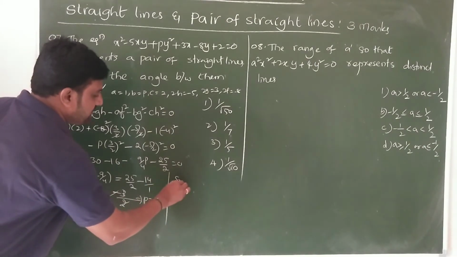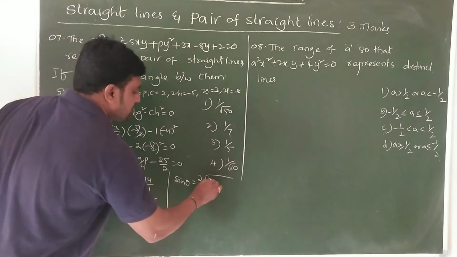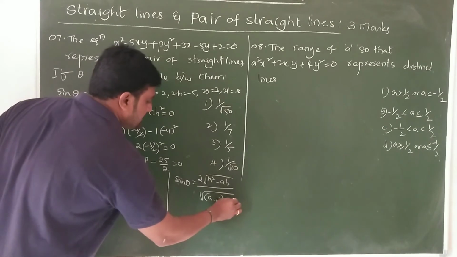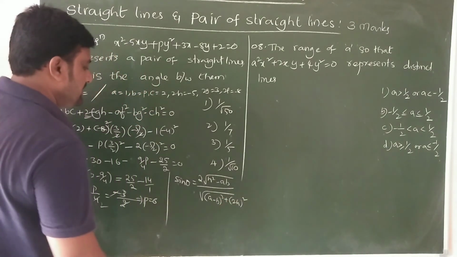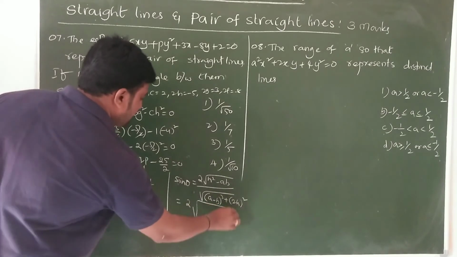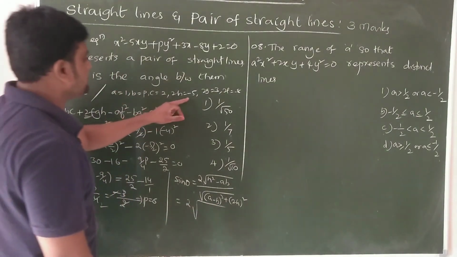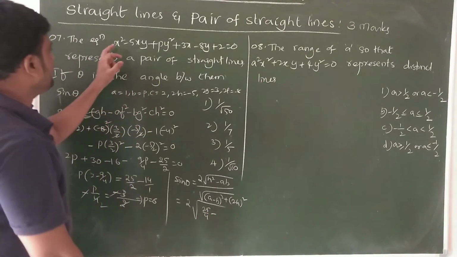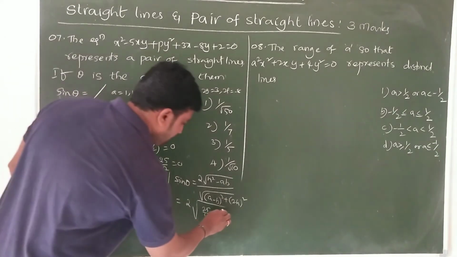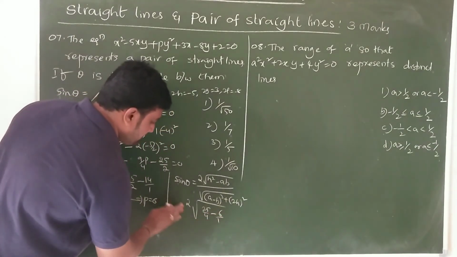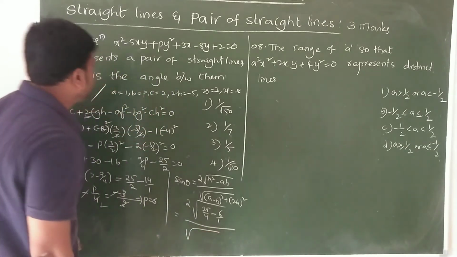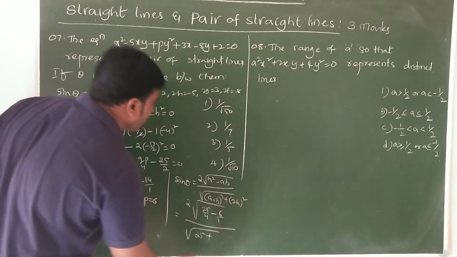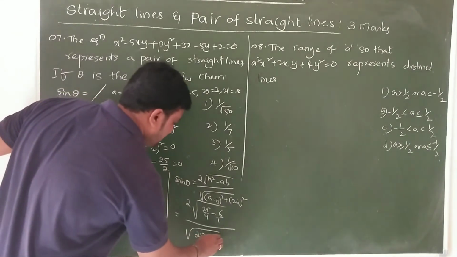Now the sin theta formula is 2 under root h square minus ab, divided by under root of a minus b whole square plus 2h whole square. Let's substitute here: 2 into h square, which means 25 by 4, minus ab, which is 1 into 6, divided by under root a minus b, that is 1 minus 6, which is minus 5, whole square 25, plus 2h, which is minus 5, square 25.